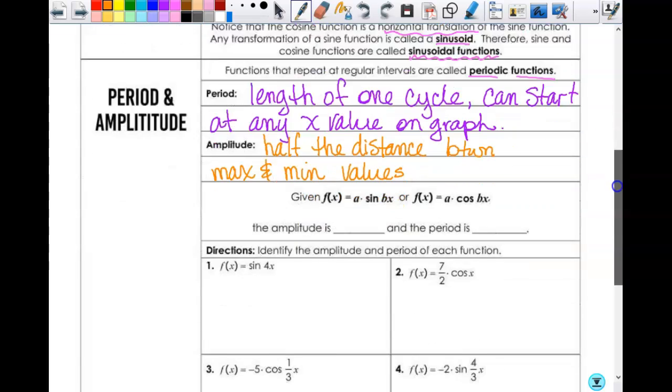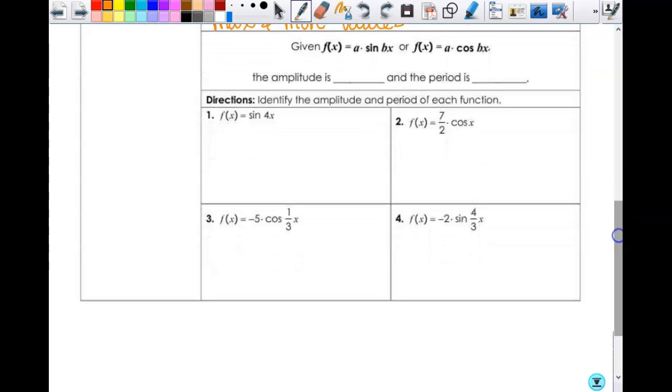All right, so let's look at this here. It says given f of x equals a times sine of bx, or f of x equals a times cosine of bx. I want you to look at those and just ignore the sine and cosine part. Think about what you already know about transformations. We have done transformations a ton, right? So I don't want you to think it's any different or more confusing because it's trig.